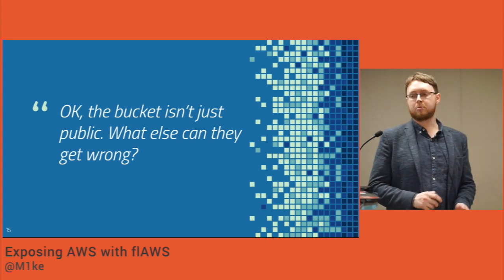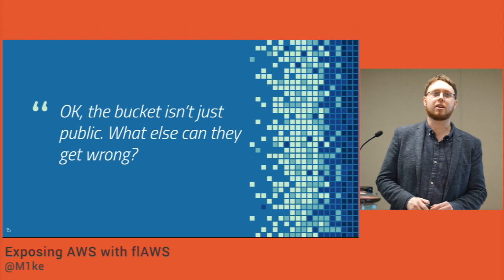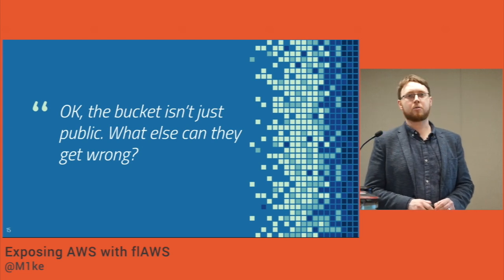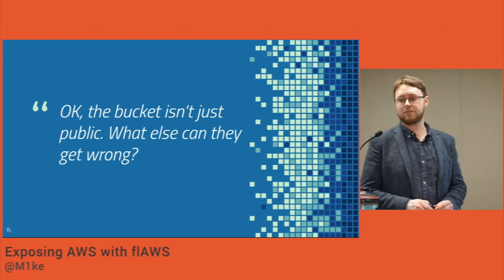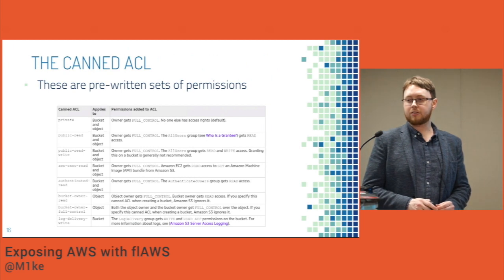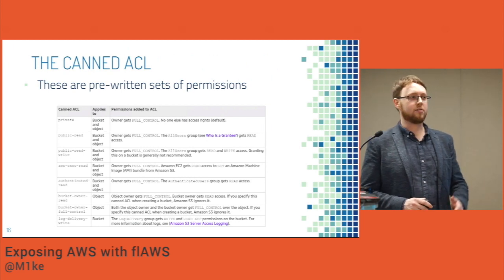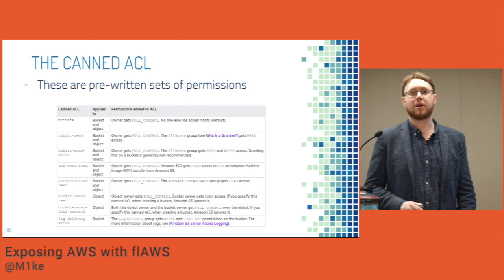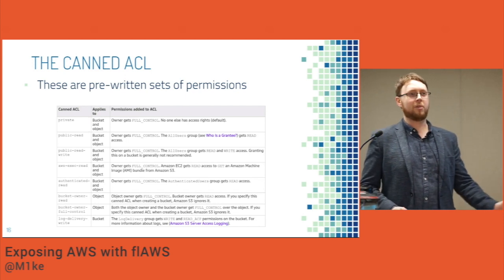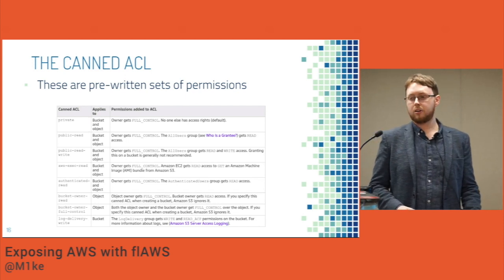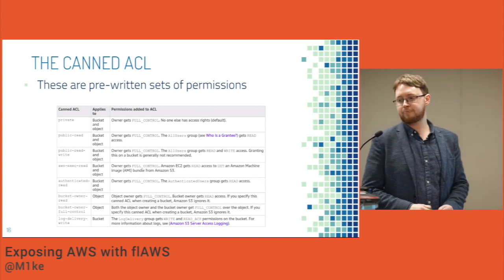But ACLs present other problems because naming things is hard. People may have heard the quote that naming things is one of the hard problems of computer science. So the bucket isn't just public, right? You've found someone's website, you think, oh great, it's all public. It's not, you've done that research, it's not public. Well, what else can you do? Luckily, there are other mistakes people might make.